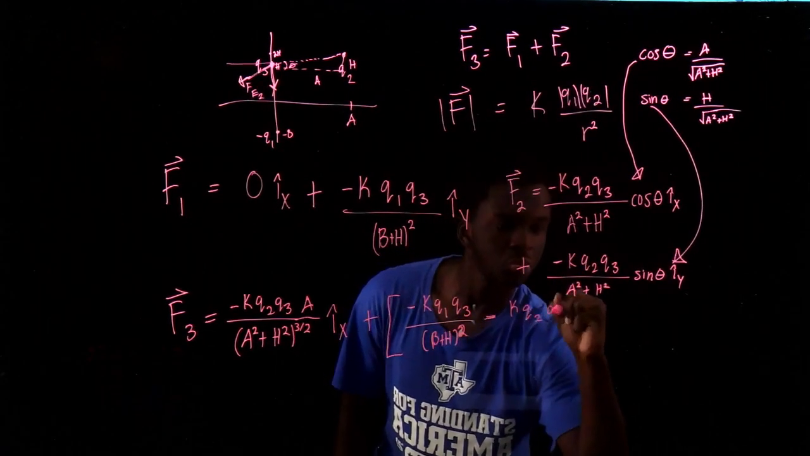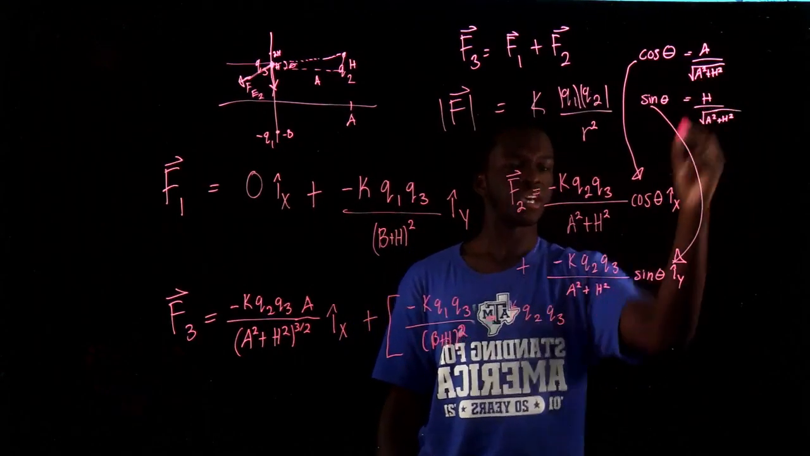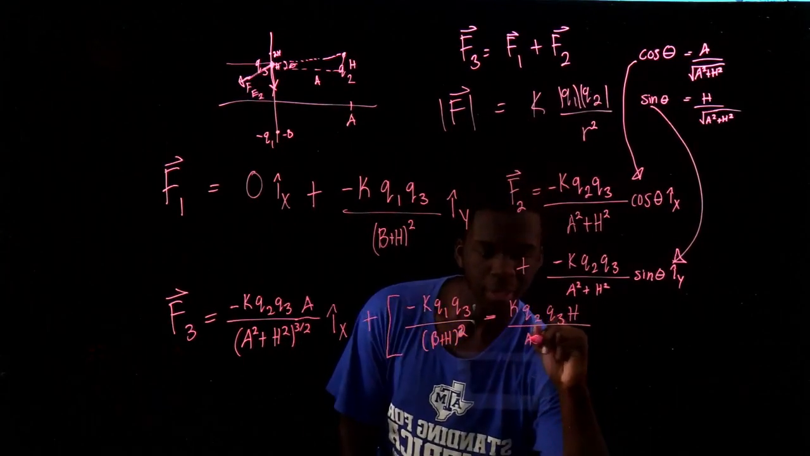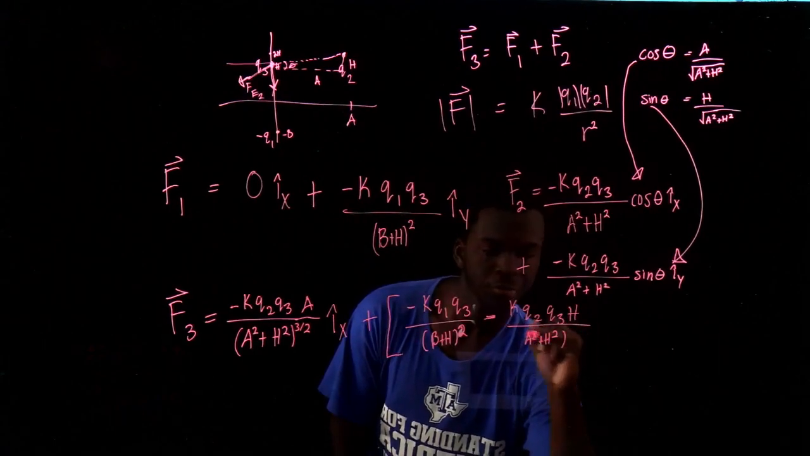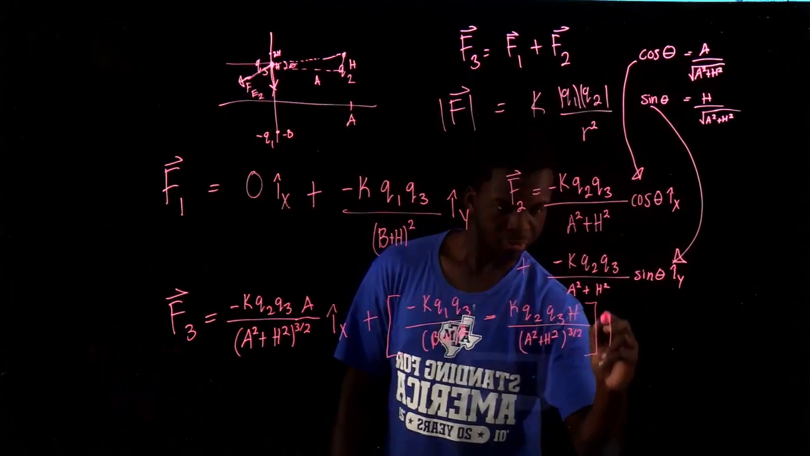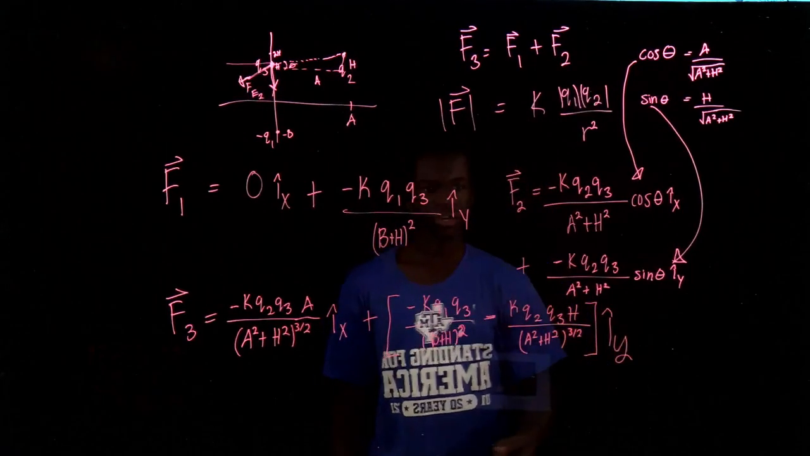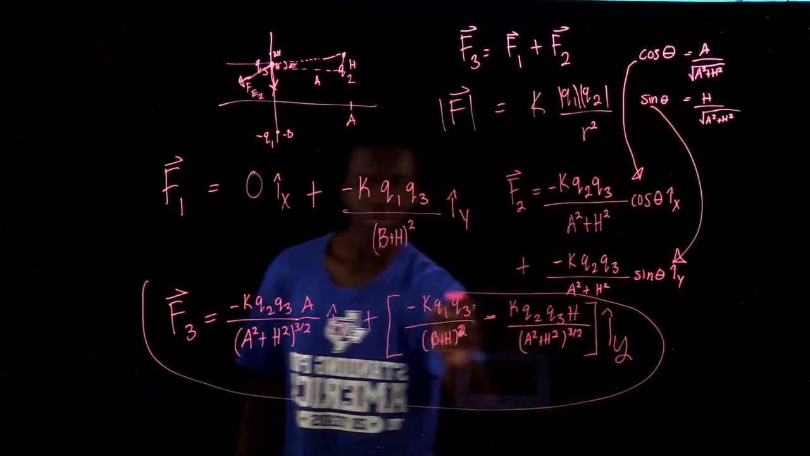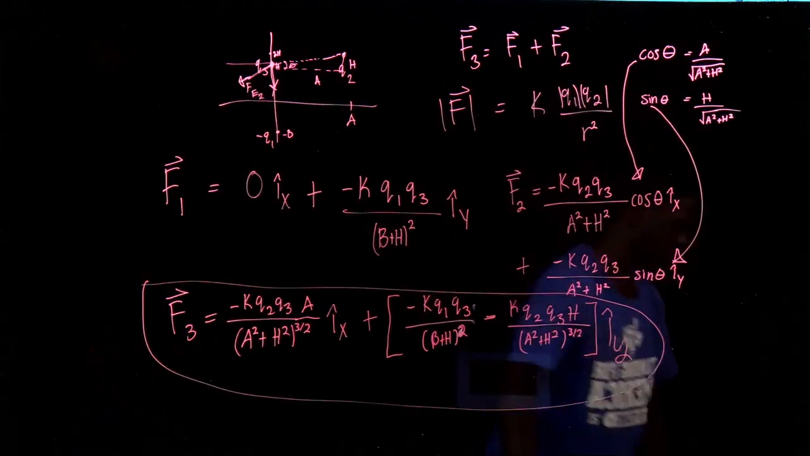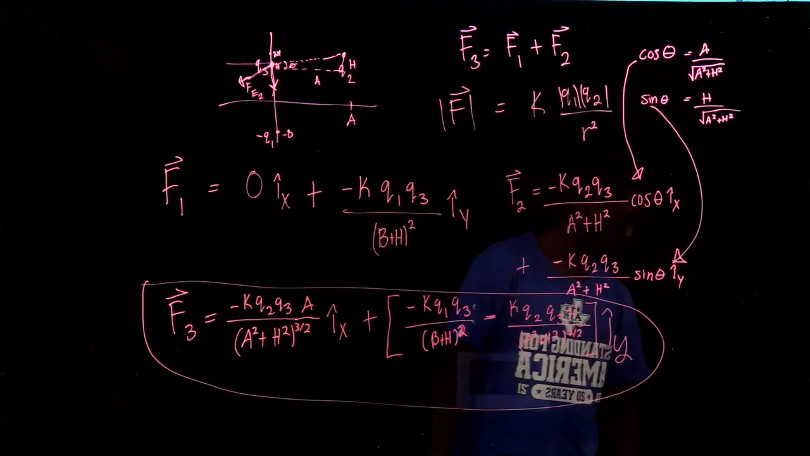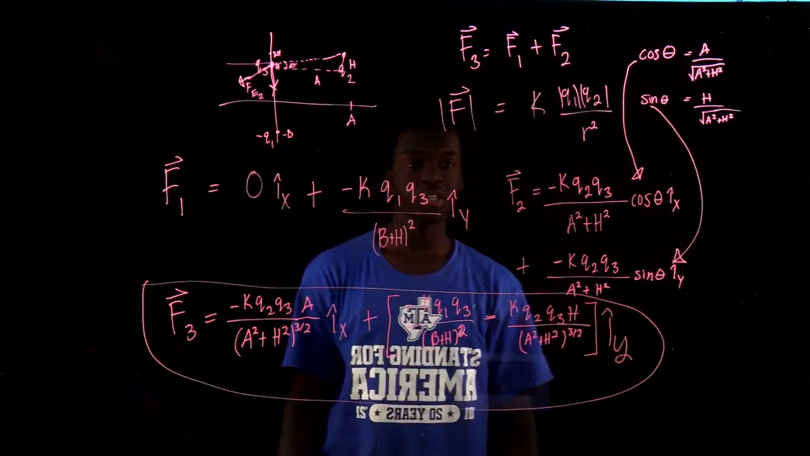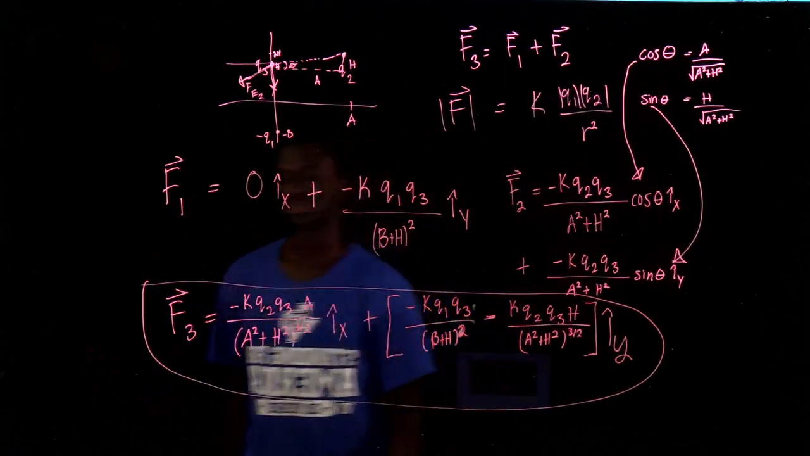So this is going to be minus kq2 q3, and sine theta is going to have h. So it's gonna be h all over the same thing over here, a squared plus h squared to the 3 over 2. And this is in the iy direction. And that should be the same answer they got in the answer key. Okay, yeah, it's the same answer they got in the answer key, and that's it for number one. Let's move on to number two.